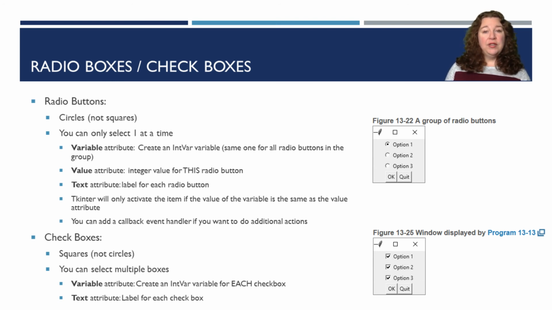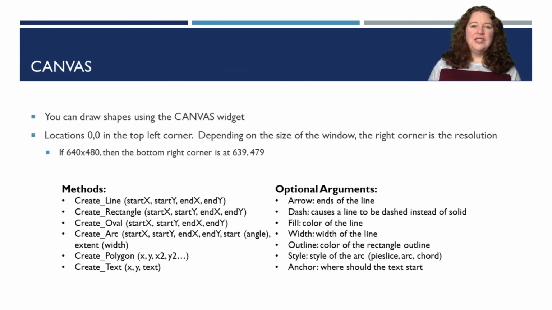Again, they come with a text, a label attached to them, because again, having a checkbox in the middle of the room doesn't help anybody if you don't know what it does. And you can also add an event handler to these as well. So those are a few of the basic widgets that we use to just build our GUI.